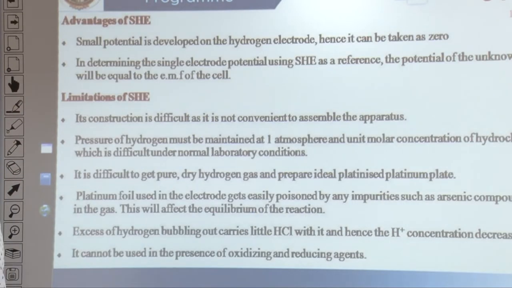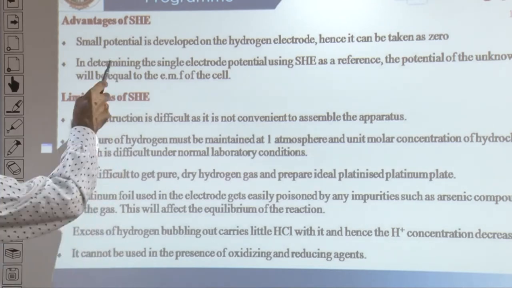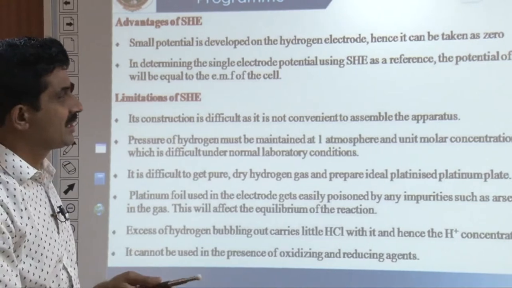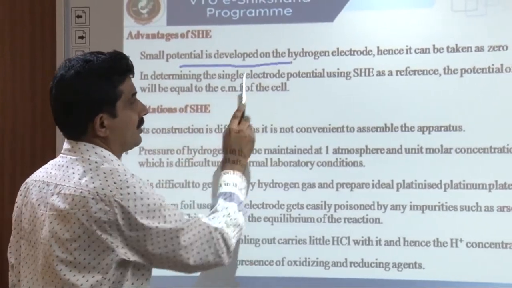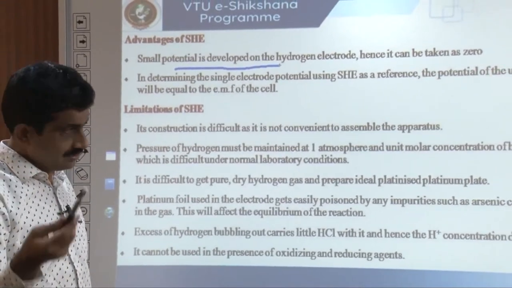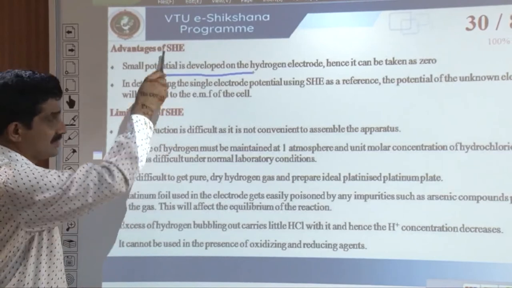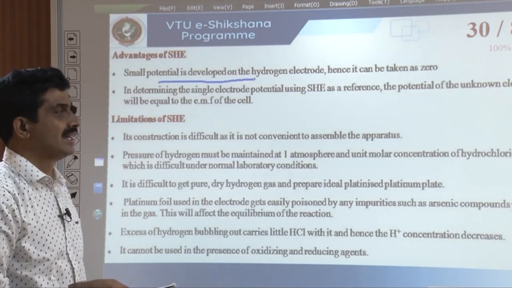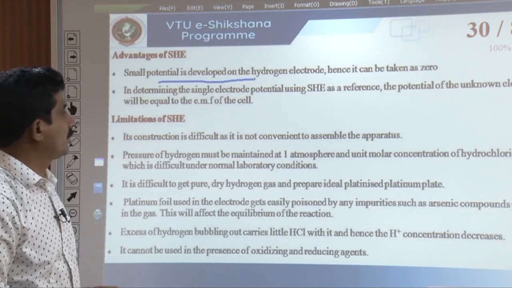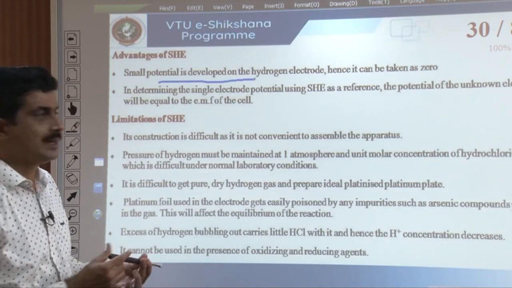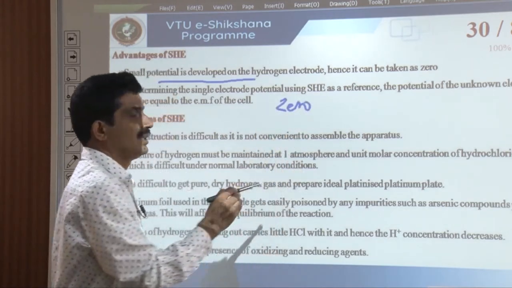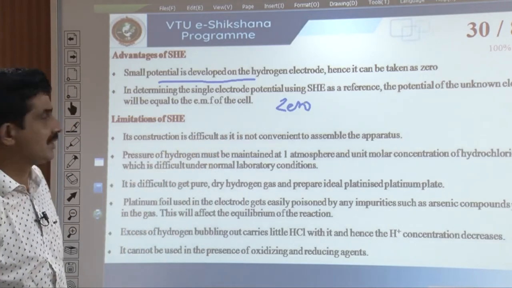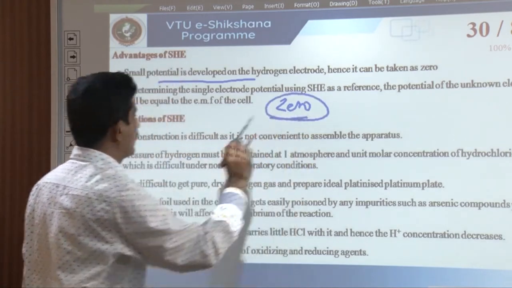So what are the advantages of this standard hydrogen electrode? Small potential is developed on the hydrogen electrode, hence it is considered as zero, since it cannot be measured, and the potential developed is very small, it is chosen as zero. Then, in determining the single electrode potential using SHE as a reference electrode, the potential of the unknown electrode will be equal to the EMF of the cell. It is because the potential of the standard hydrogen electrode is zero.